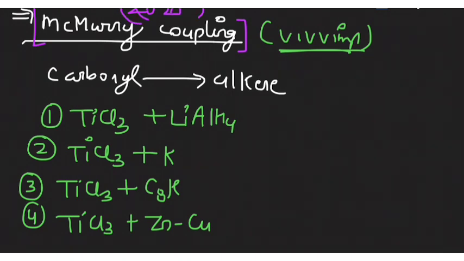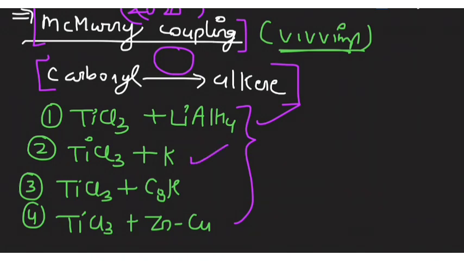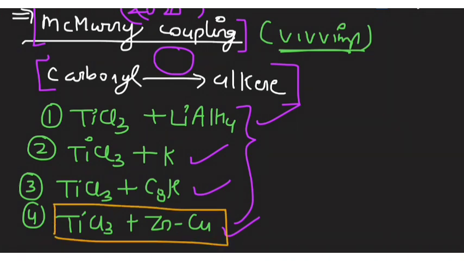The function it basically does is carbonyl compound to alkene conversion. The reagents that can be used are TiCl4 plus lithium aluminum hydride. Any reagent can be present on the arrow in the exam; you have to just recognize that it is McMurry coupling. TiCl3 plus potassium, TiCl3 plus C8K, and TiCl3 plus zinc copper. This is something which was asked by IIT Kanpur in 2020.